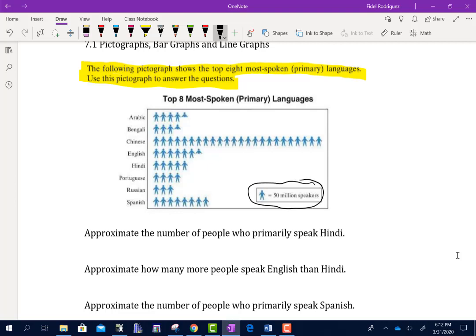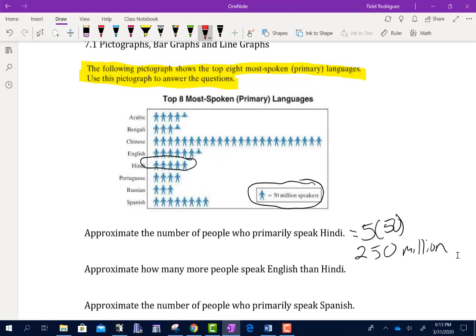So the first question says, approximate the number of people who primarily speak Hindi. Okay, so Hindi is right here, and we have 1, 2, 3, 4, 5. There's 5 people. And if each person represents 50 million, 5 times 50 would be 250 million speakers who speak Hindi. Okay. Now let's take a look at the next question.